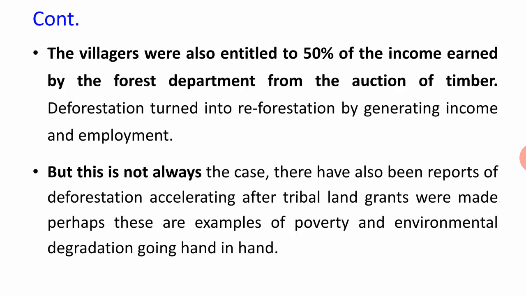The villagers are also entitled to 50% of the income earned by the forest department from the auction of the timber. This is another process where the villagers become stakeholders, so that they get 50% of the income once the tree has grown to a certain stage. So we can reduce deforestation before the trees mature.